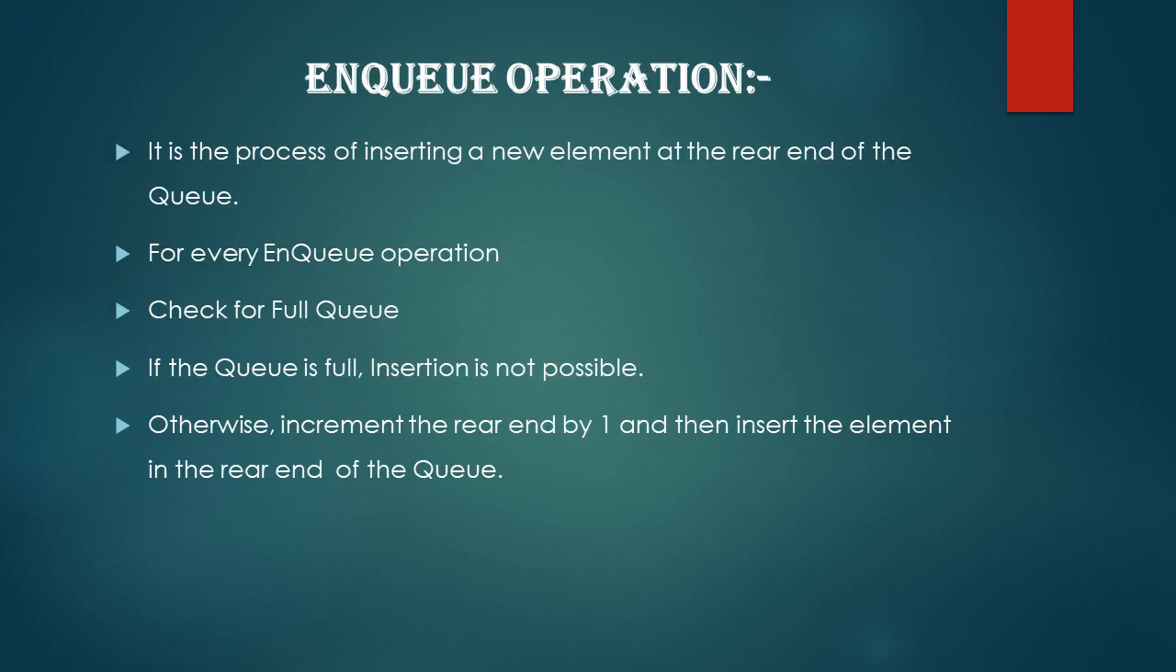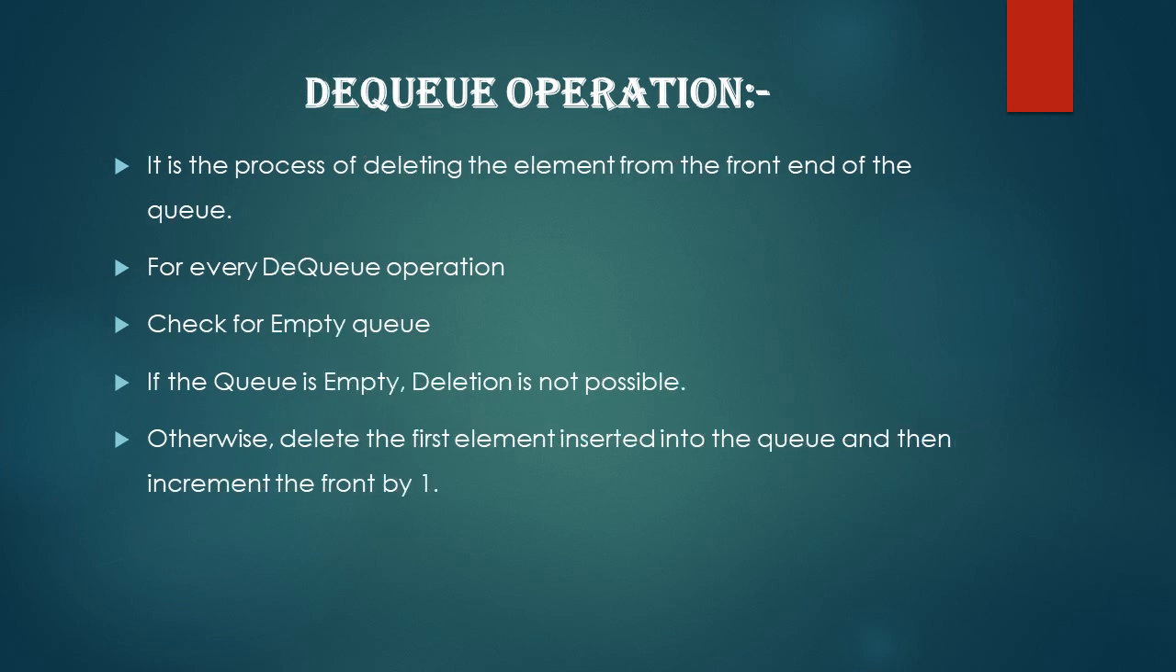NQ is the process of inserting a new element at the rear end of the queue. For every NQ operation, check for a full queue. If the queue is full, insertion is not possible. Otherwise, increment the rear end by 1 and then insert the element at the rear end of the queue.